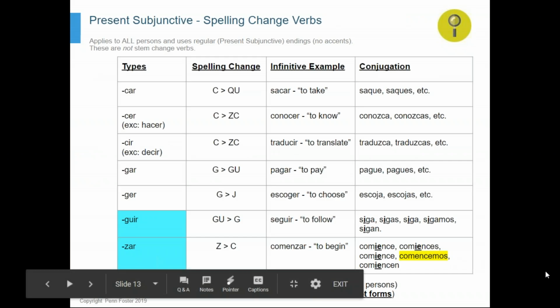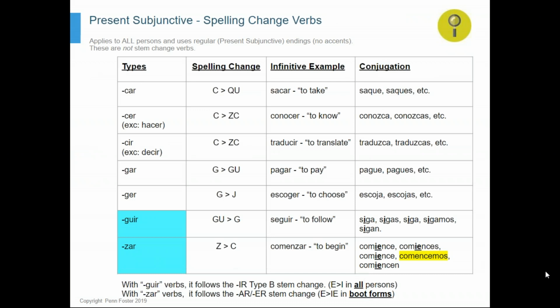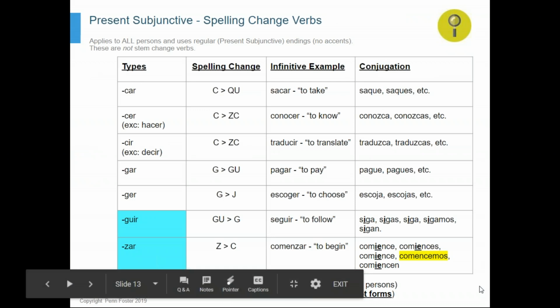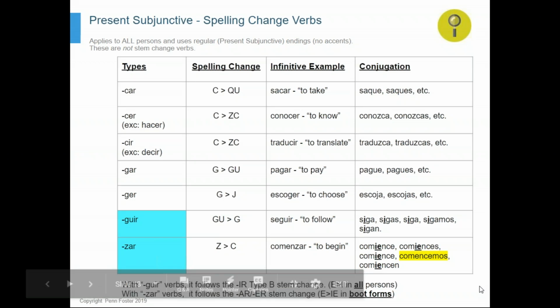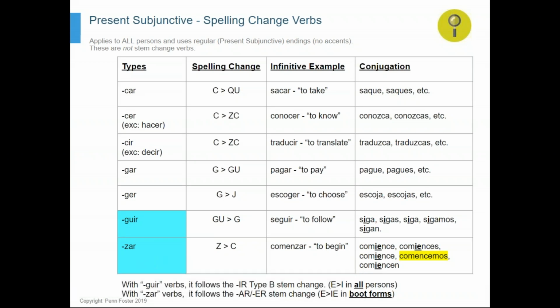Okay, we're going to transition here into the next category, or the next type of verb within the present subjunctive, and that is known as the spelling change group. I made a reference to these previously on one of the first few slides when we talked about jugar. And basically, these spelling changes apply to all persons, as you can see in the note above. They use regular present subjunctive endings without accents, and they are not stem changing verbs.